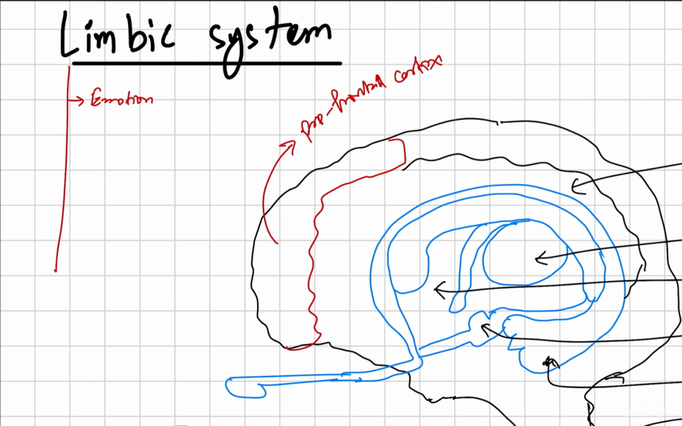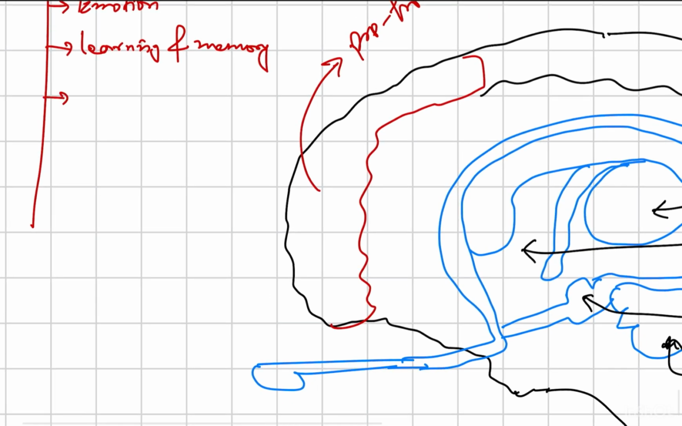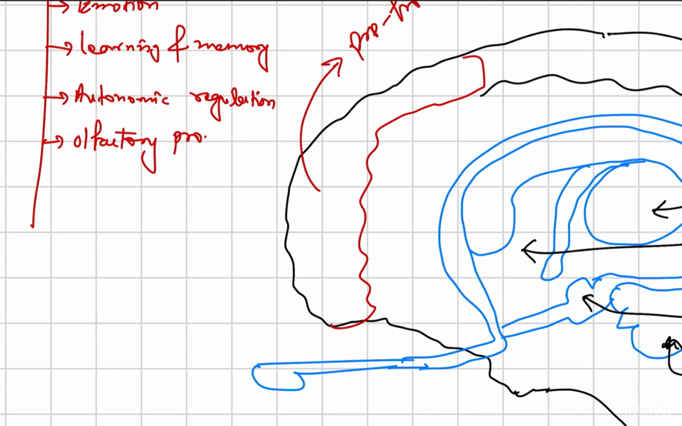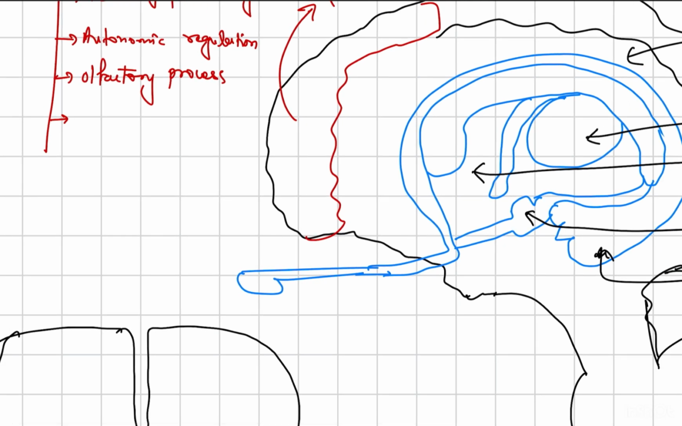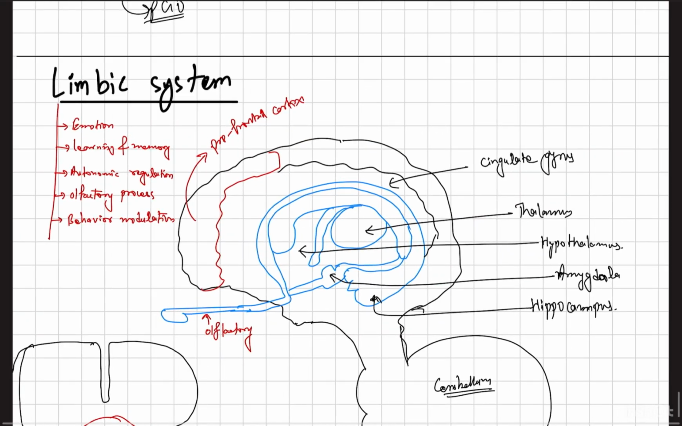The function of the limbic system is that it is involved in emotion, then learning and memory, which we will discuss further later, and then autonomic regulation, then olfactory processing. Here we look at the olfactory tract, and also there is behavior modulation. So these functions are associated with the limbic system.